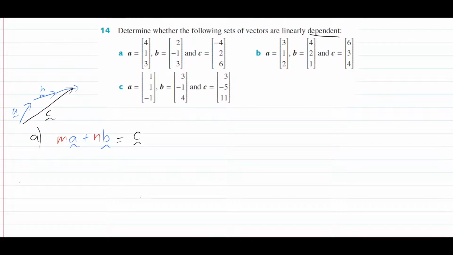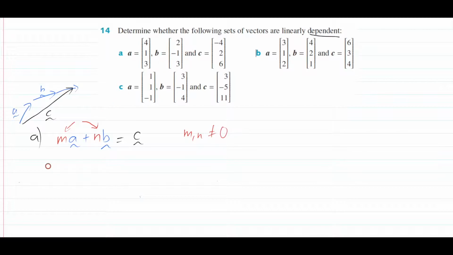So how do you show it mathematically? To show it mathematically, you have to be able to find values of m and n. So if you can solve for a value of m and n, as long as m and n are not 0, then that means the set of vectors is linearly dependent. So let's go through it without me talking too much.